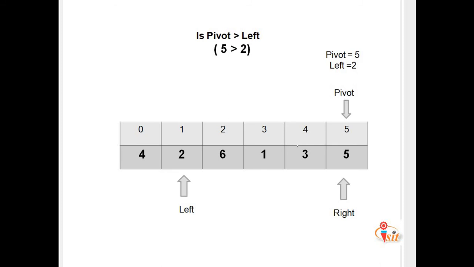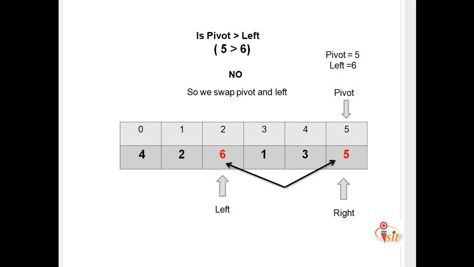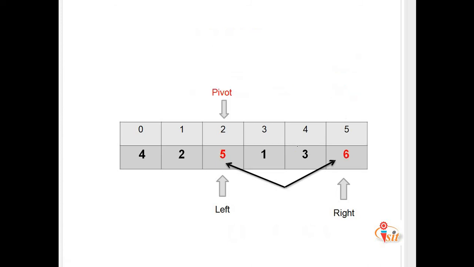Again the value of left right now is 2, so we need to compare it with the pivot. The value of left is 2, which is smaller than pivot, that is 5. In that case we need to move left one position towards the right. So left becomes over here. Now again the value of left is compared with the pivot. The value of left is 6, and it is greater than pivot 5. In that case we need to swap pivot and left. So pivot and left are swapped with each other, and the pivot moves to the left.